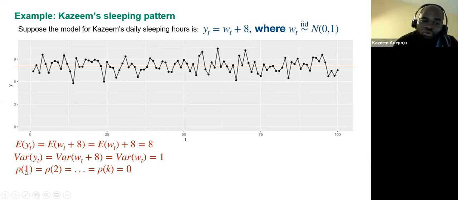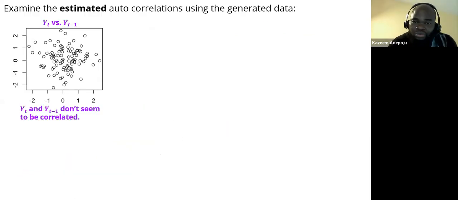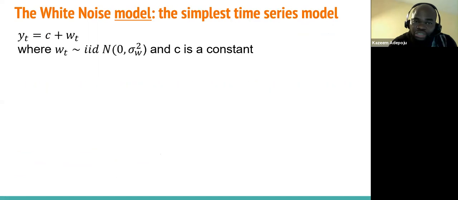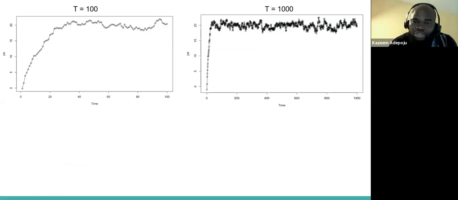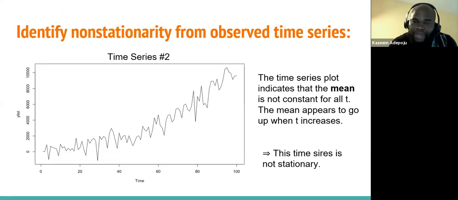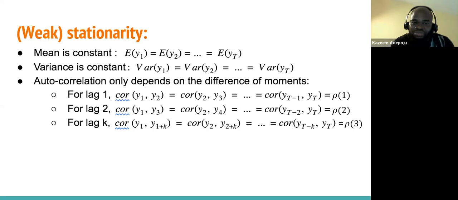What do I mean by rho 1? Okay, I'm actually going to take you back to that. The correlation between lag 1, that's what we mean by rho 1. The correlation between lag 2, what we mean by rho 2. The correlation between lag 3, look at that. Remember when I was teaching you this one?